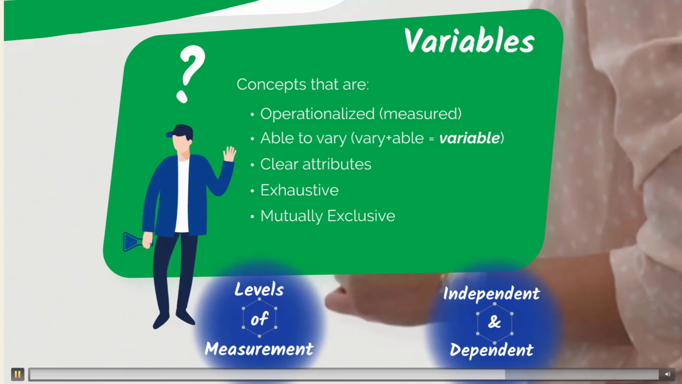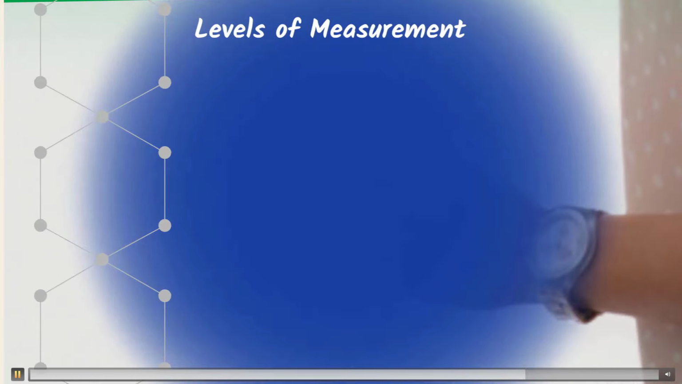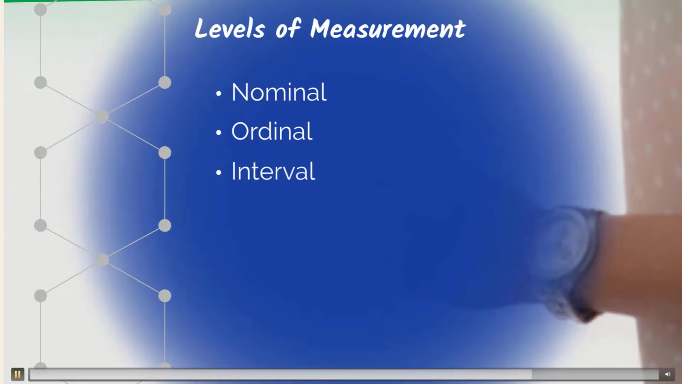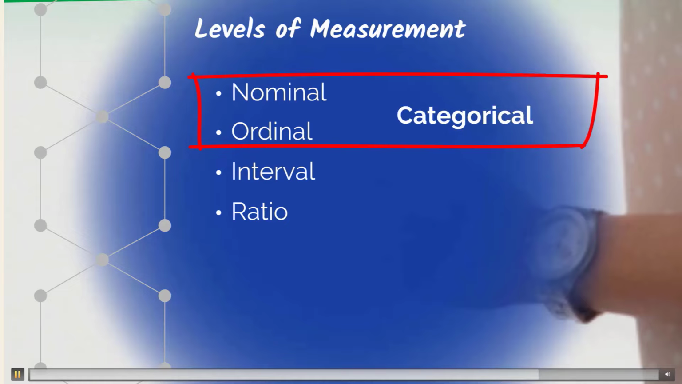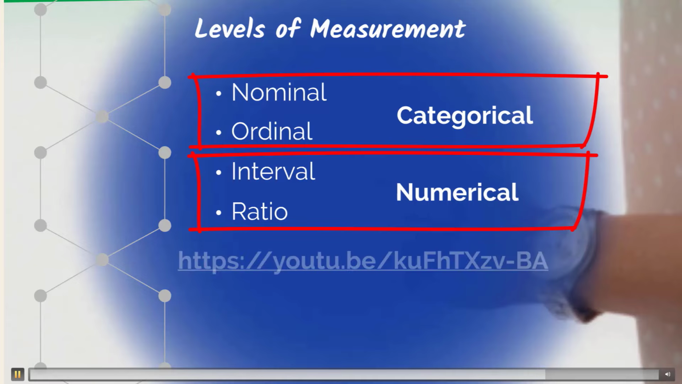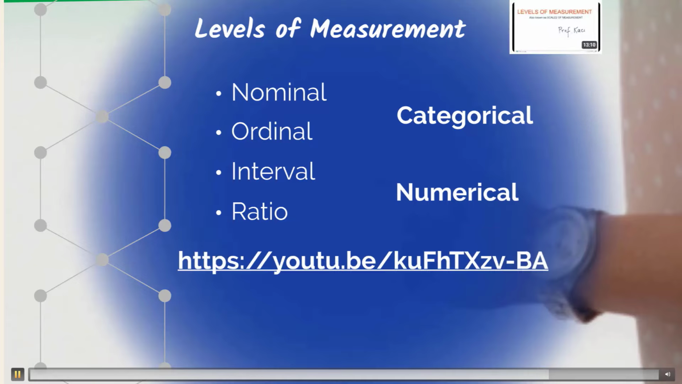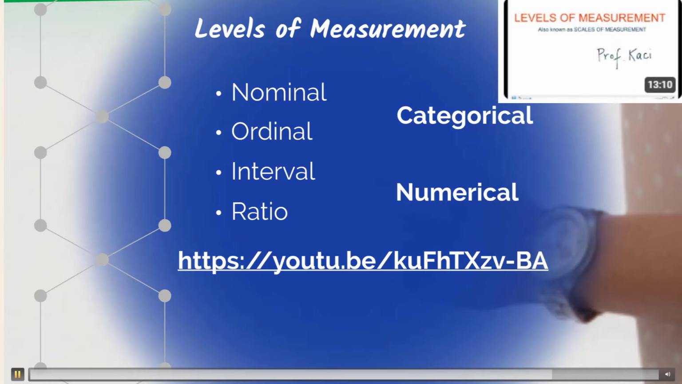In addition to being exhaustive, the attributes of a variable should be mutually exclusive. No respondent should be able to have 2 attributes simultaneously. Generally, this is easy, but while this might seem obvious, it is often rather tricky in practice. Variables may be measured on 4 levels: nominal, ordinal, interval, and ratio. Nominal and ordinal variables are usually called categorical variables, while interval and ratio are numerical variables. For detailed information on levels of measurement, please watch a video I have put on YouTube on this very topic.